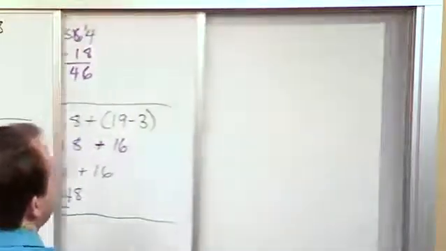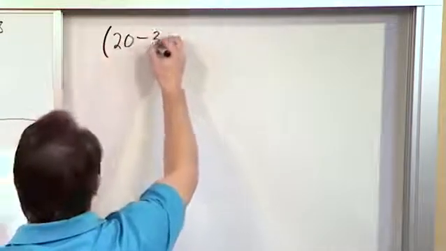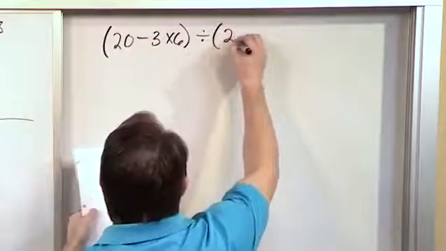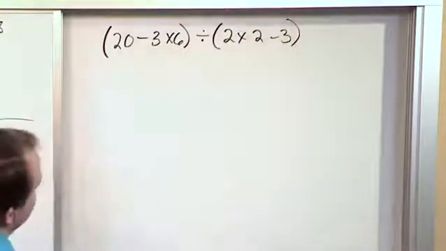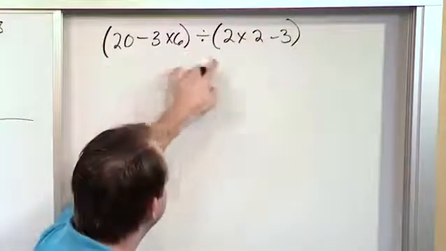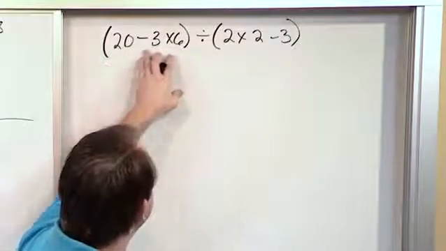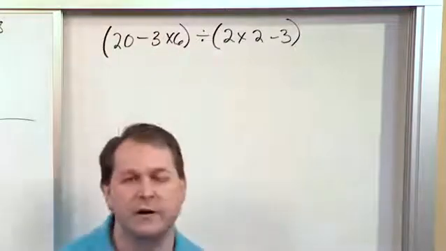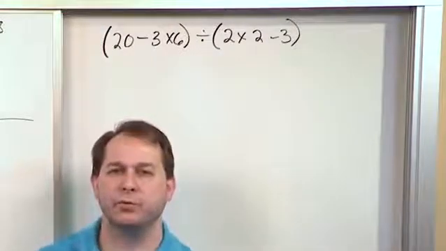And in order to do that problem, I'm going to go off to the next board here. What if we have parentheses 20 minus 3 times 6, divided by parentheses 2 times 2 minus 3. So here's a little more complicated because we have two sets of parentheses, right? They're linked by division, but inside of each parenthesis we have a mixture of subtraction with multiplication. So students sometimes look at that and they don't know what to do. You just follow the rules step by step.